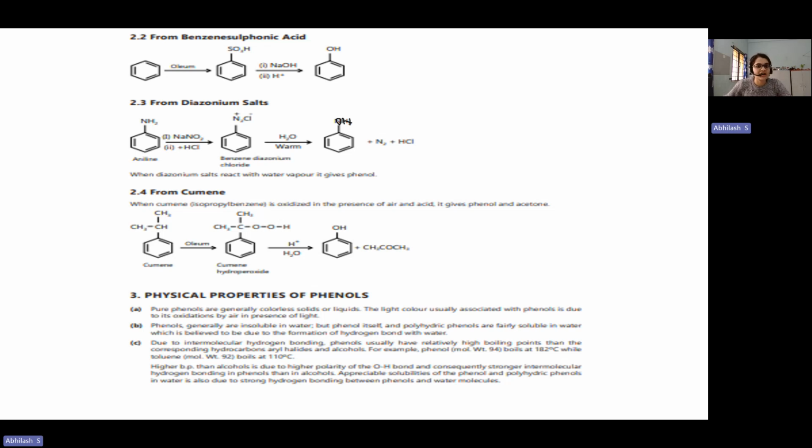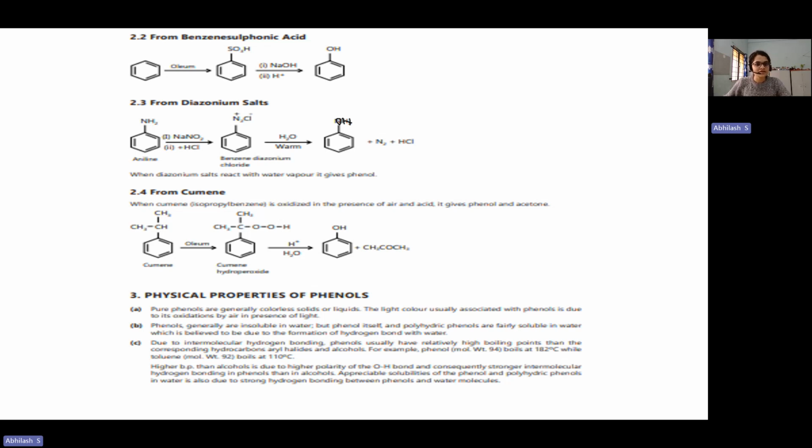Let's discuss another most important preparation of phenols, from diazonium salt. When aniline reacts with NaNO2, sodium nitrite, and HCl, it leads to the formation of benzene diazonium chloride, which is a salt intermediate. When this benzene diazonium chloride reacts with water vapor, it gives phenol. Here you can see the byproducts, nitrogen and HCl. Nitrogen can easily be eliminated as a gas, so we can easily obtain the phenol. So this is the best method for the preparation of phenols, we can say.